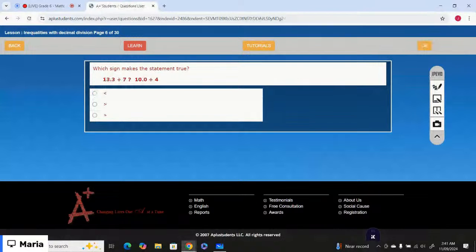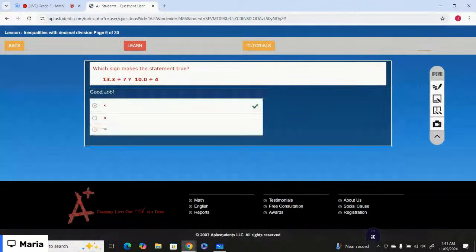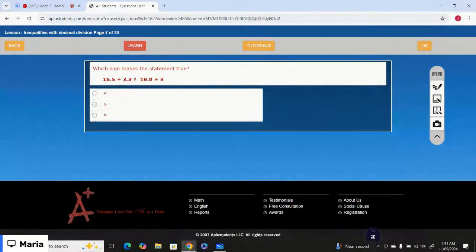Okay, the next one is 13.3 divided by 7 and 10.0 divided by 4. So which is the correct option? 10 divided by 4 is 2.5, right? So then 13.3 divided by 7 is less than 10 divided by 4. So less it is. Okay, you can complete the lesson by yourself later today.